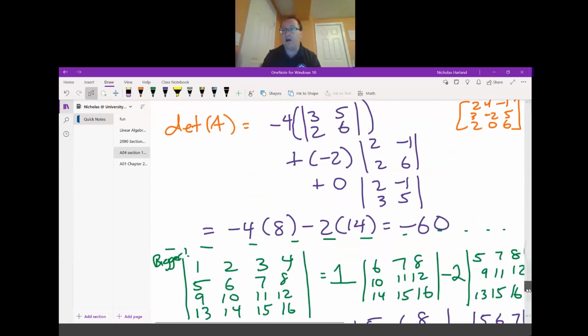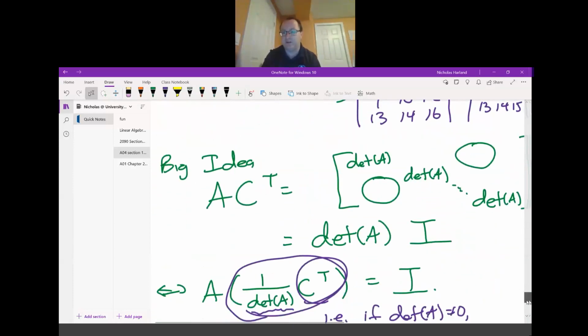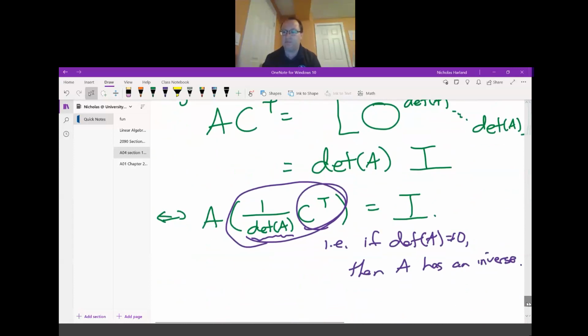Technically we haven't proven it, but something we are going to see a little bit later is that the converse is true as well. So if the determinant of A is equal to 0, then A has no inverse. That is a true fact, although we haven't seen a reason why just yet. But that is going to be a consequence of something we're going to be seeing in section 2.2.